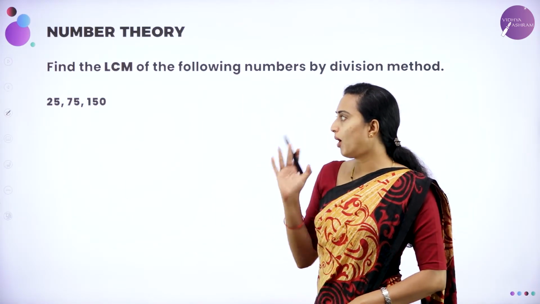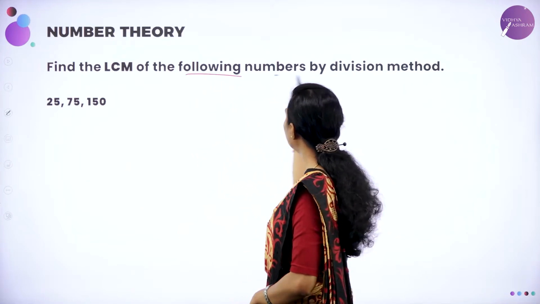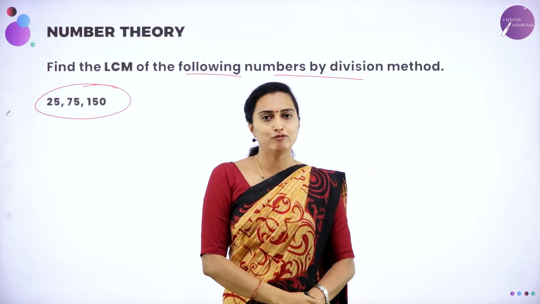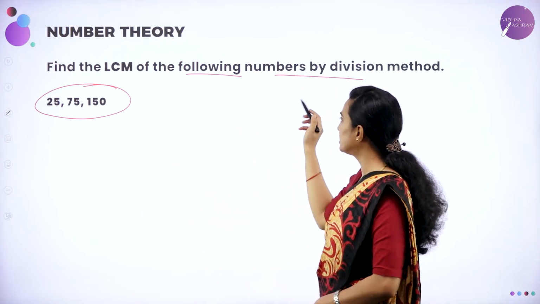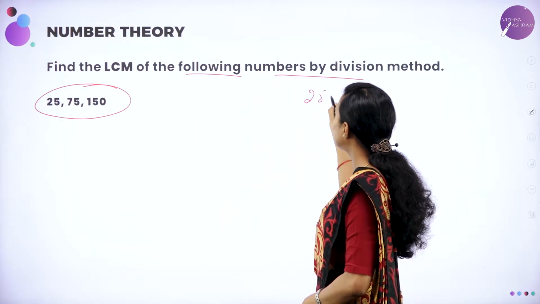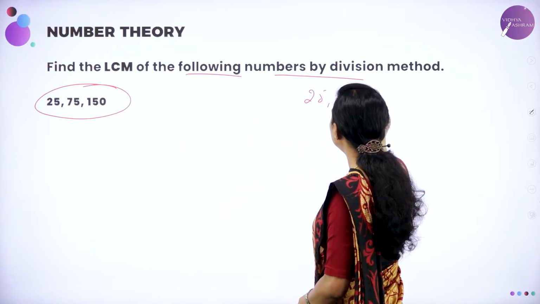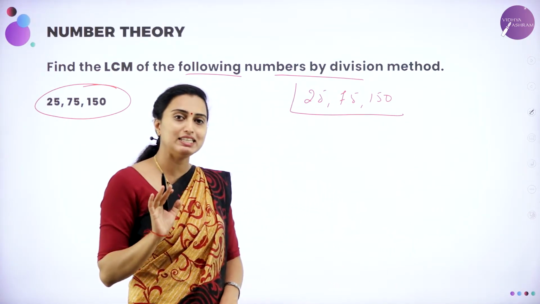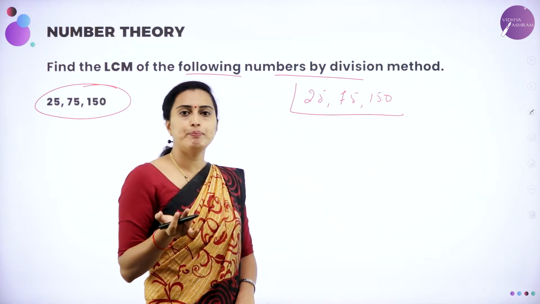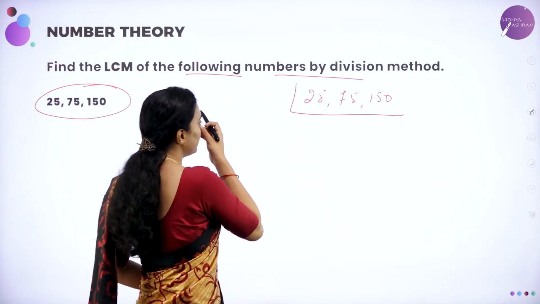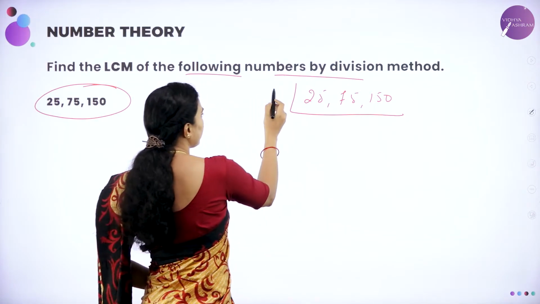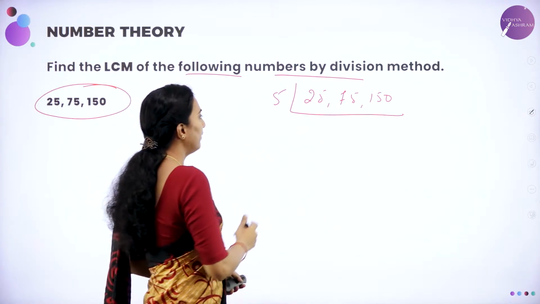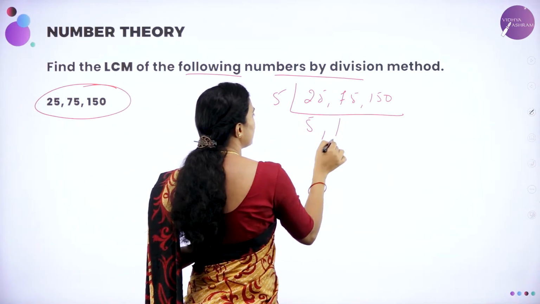We'll be moving on to the next problem. Find the LCM of the following numbers by division method: 25, 75 and 150. Let me take 25 in the horizontal line, 75. Dear students, observe here the number ending with 5 can be divisible easily by the prime number 5. Let me divide it by 5 here. 5 5s are 25. Again 5 1s are 5.